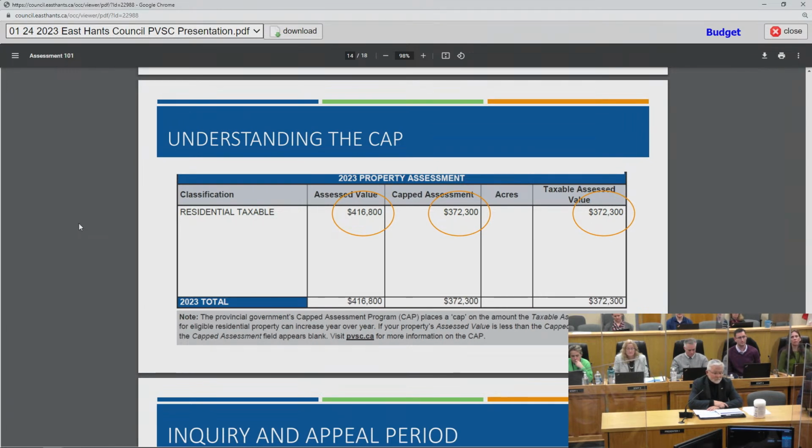So you have here a property that's a residential property. We have the assessed value. It's the first circle, $416,800. This is what we're saying the property is worth as of the base date for the assessment. So in the context of 2023, we're taking what physically existed on the property as of December 1st of 2022, basing it on the market as of January 1st, 2022, so 1 year prior.